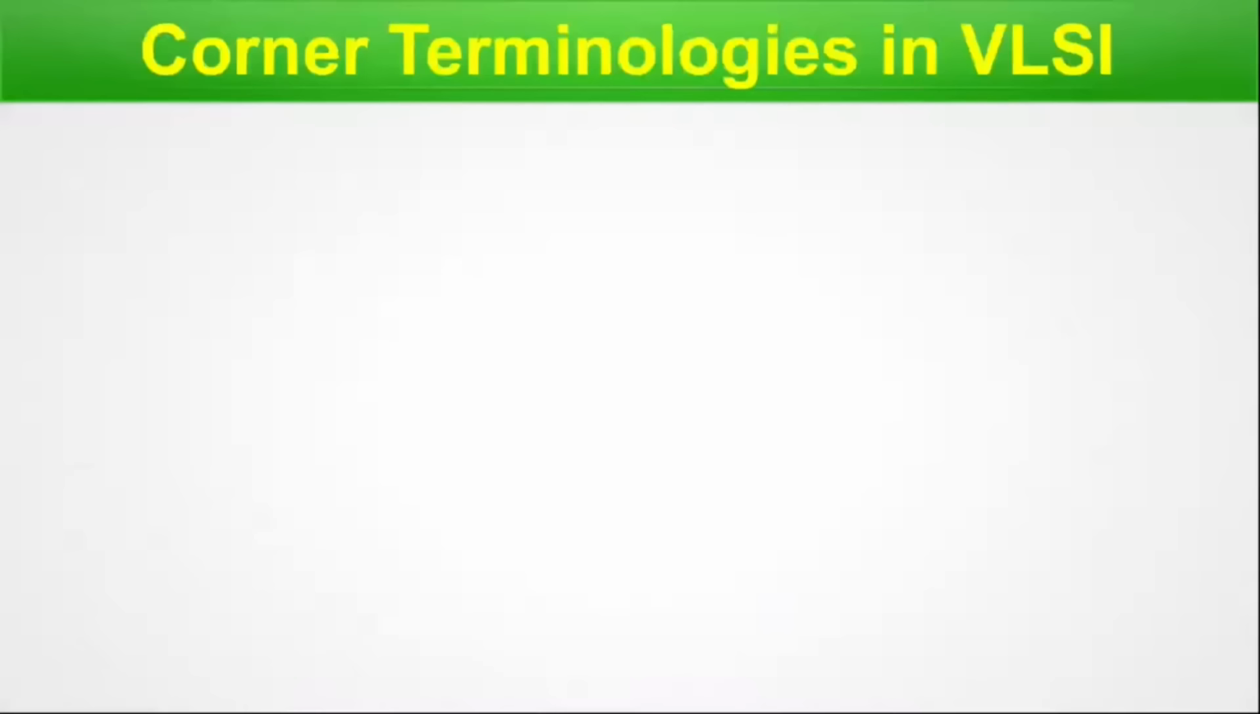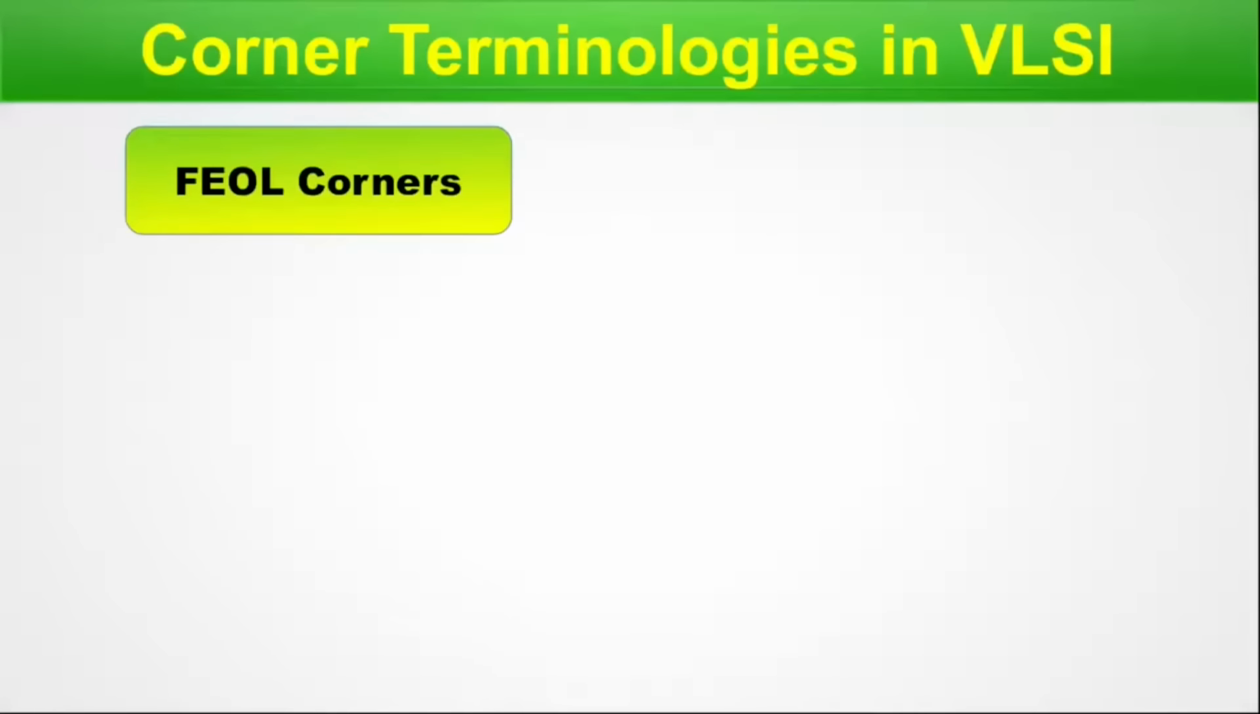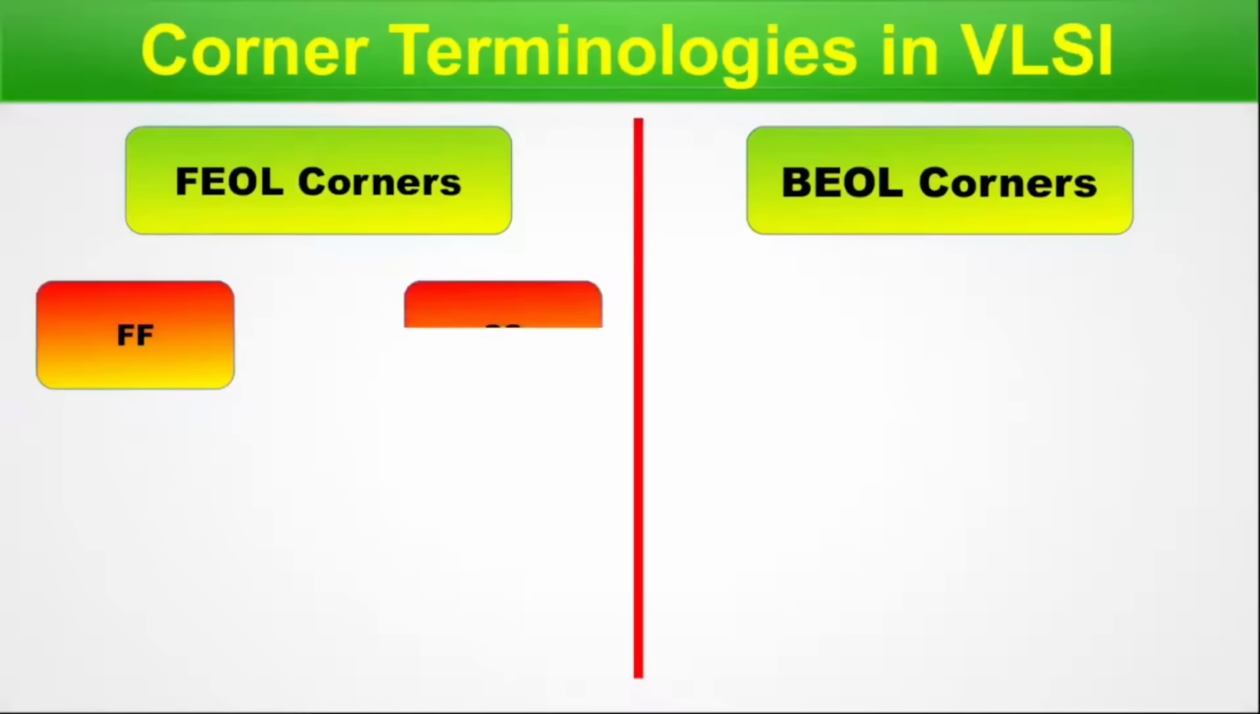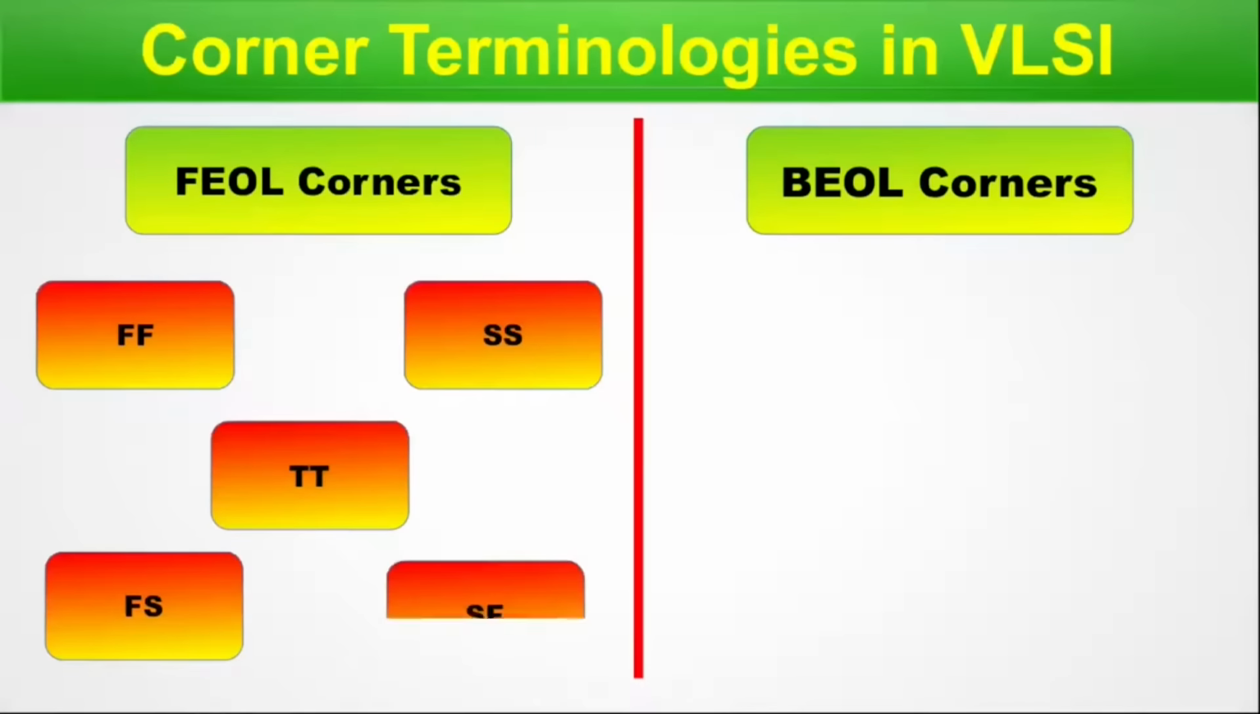Let us move on to the next slide. Corner terminologies in VLSI. So we have two terminologies. First one is FEOL corners and the other one is BEOL corners. Already in the last episode I have talked about the FEOL and BEOL processes. In case you have not watched, please go ahead and watch it from the playlist. The FEOL corners are FF, SS, TT, FS and SF.